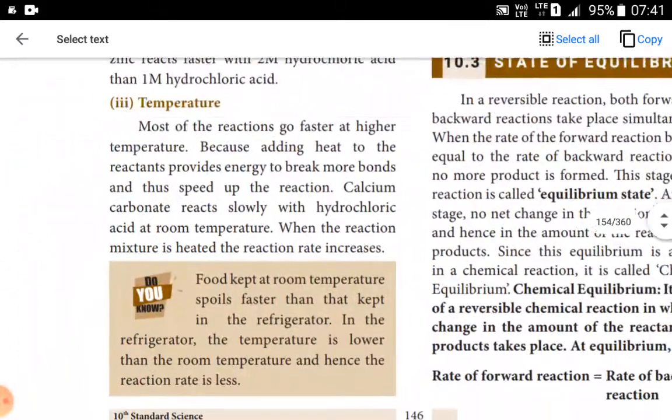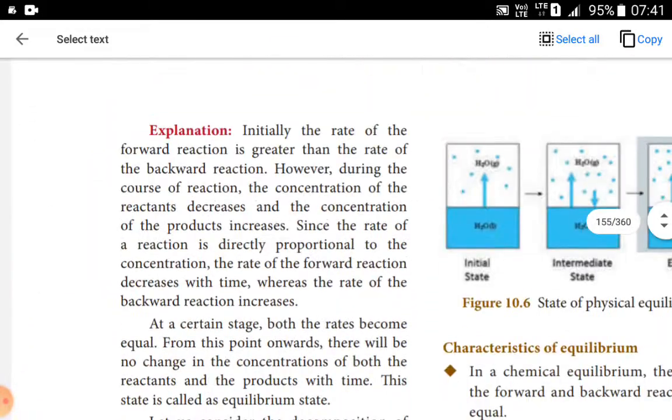Now see, at a certain stage both the rates become equal, so the forward reaction and backward reaction are in equal status at one stage. From this point onwards, there will be no change in concentration. The reactant concentration will remain the same. The product concentration will remain the same. There will be no change of concentration at one stage. That state is called the equilibrium state.